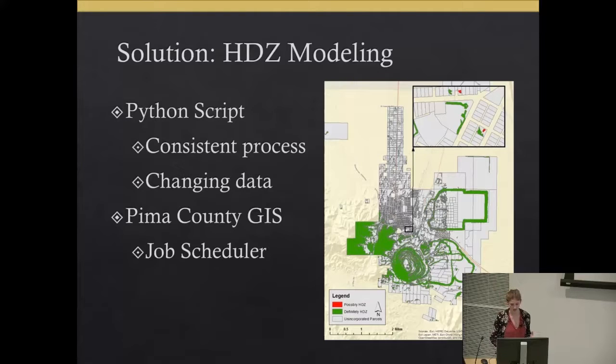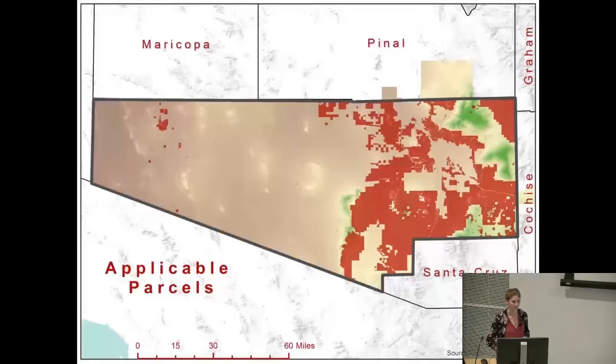Thankfully, Pima County has a pretty robust GIS department, and they have a system for dealing with that. Their job scheduler opens up the H2Z model and runs it every Saturday morning at 4 a.m. if you want to get up really early.